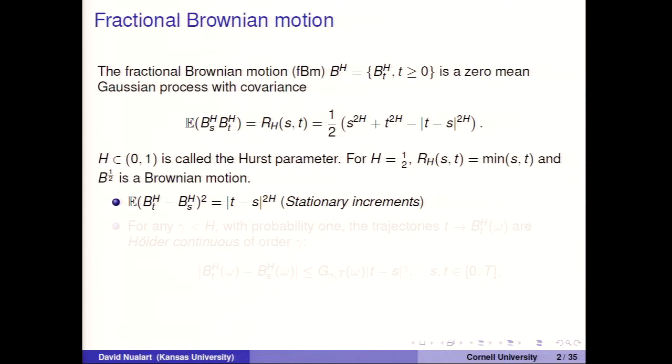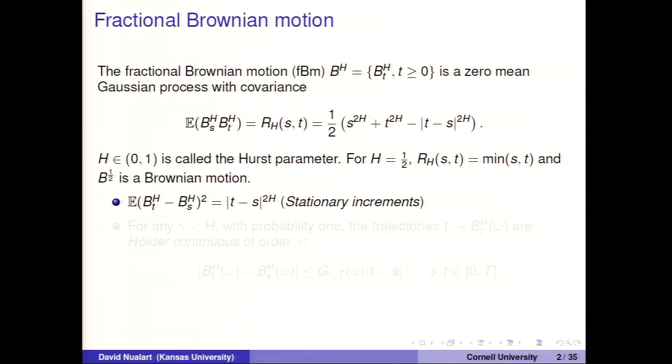So from the covariance, you can compute the variance of an increment, and this turns out to be |t minus s| to the power 2h. So this means that the fractional Brownian motion has stationary increments. That's a very important property.